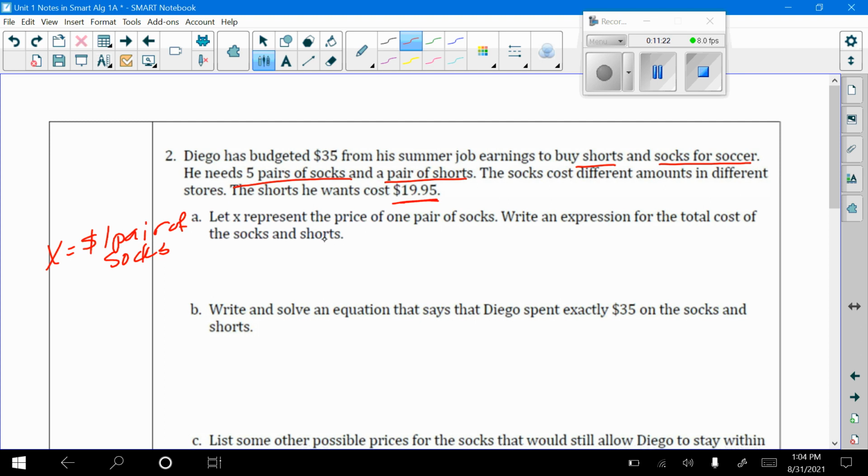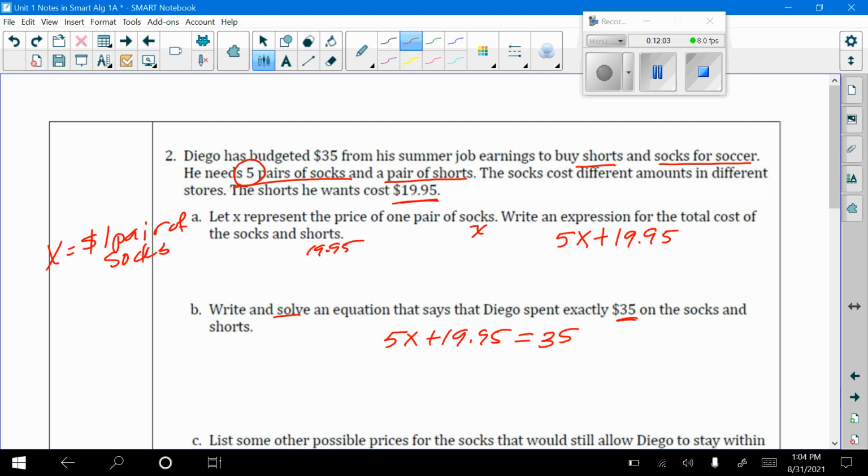Well, socks are x, shorts are $19.95. And how many pair of socks do we have to have? 5. So for 1 pair it's x, so 5 pair would be 5x plus the $19.95. That would be our total expression. Now write and solve an equation that says he wants to spend exactly 35. So I'm going to say 5x plus 19.95 is equal to 35.